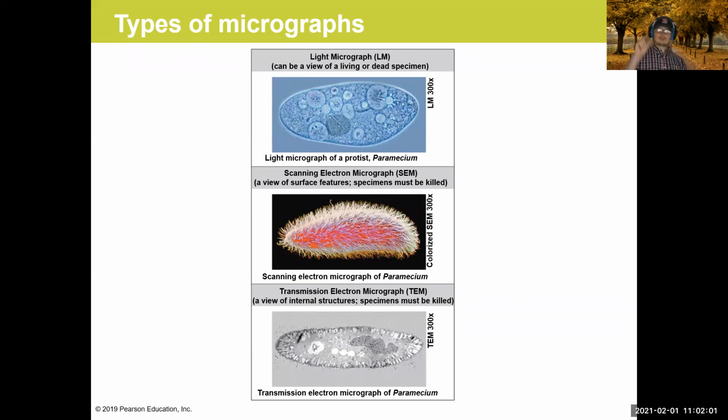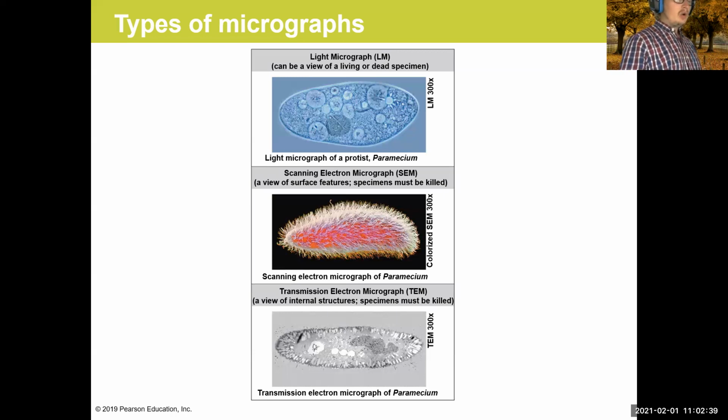Basically, these little protists have a lot of cilia on the outside, which is what you see in the second image. That surface electron micrograph, the SEM image, gives an idea of surface features, which you can't really see with the light micrograph. The TEM image on the bottom, the transmission electron micrograph, lets you see the internal structures. The specimens have to be killed for the TEM, but with the light micrograph on top, you can use living or dead specimens.